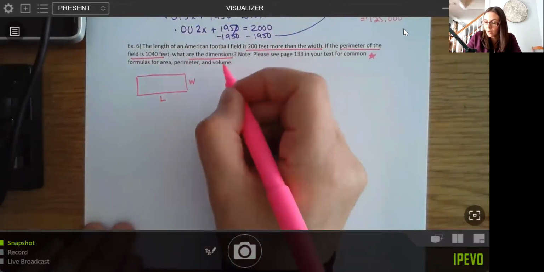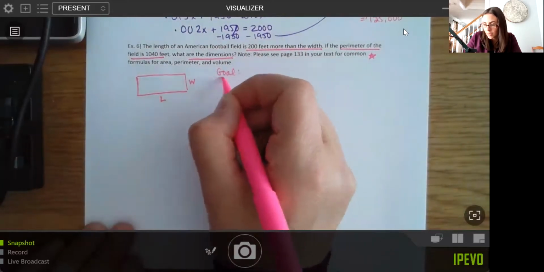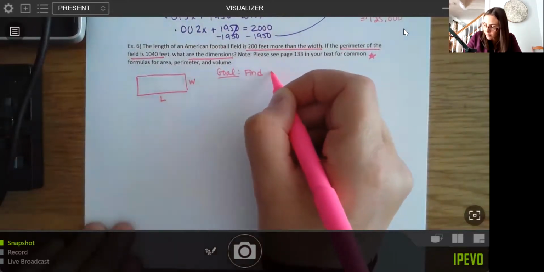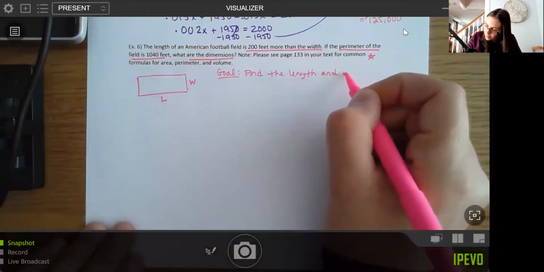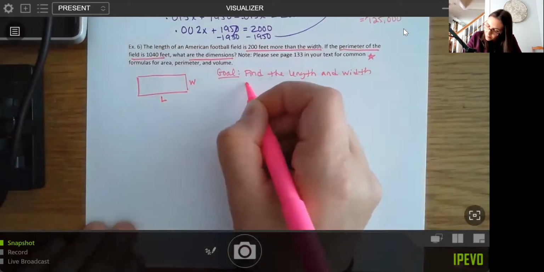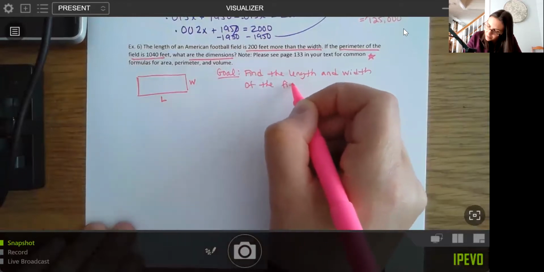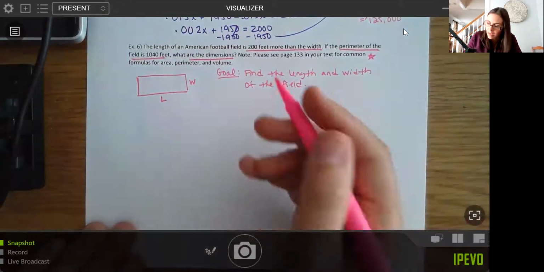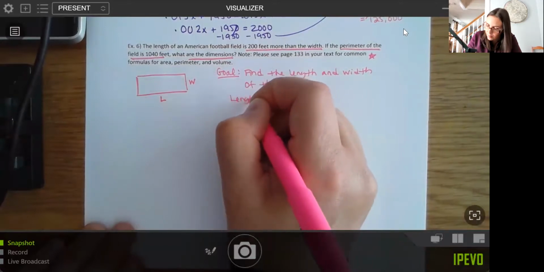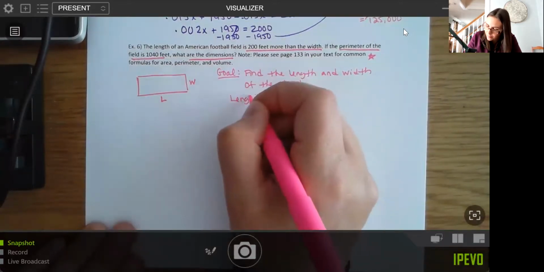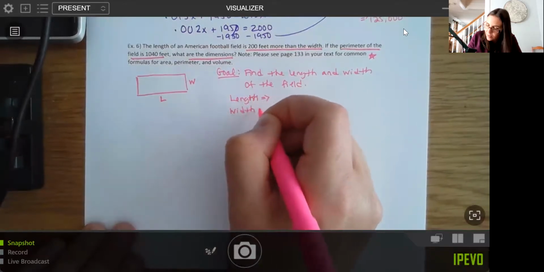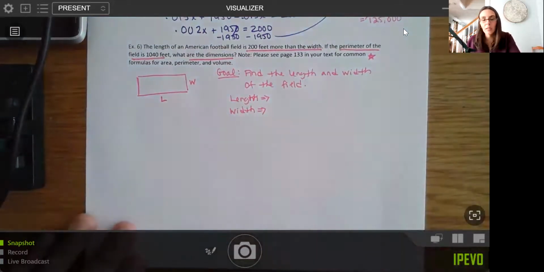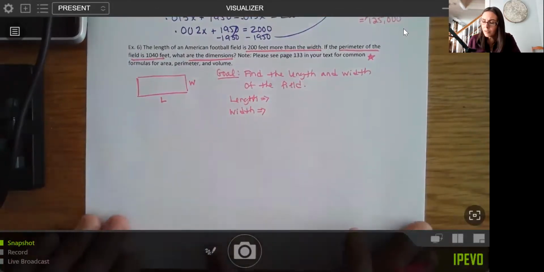So my goal here is to find the length and width of the field. So I have two unknowns. I have my length, and then I have my width. So one of these is going to be my variable, and the other one is going to be written with the x somehow. So let me read through again.